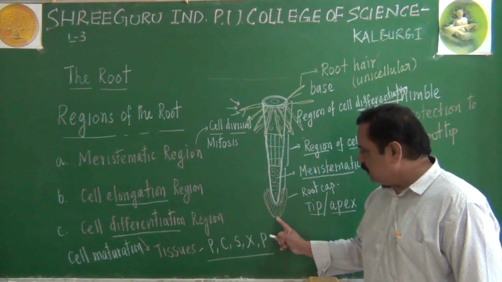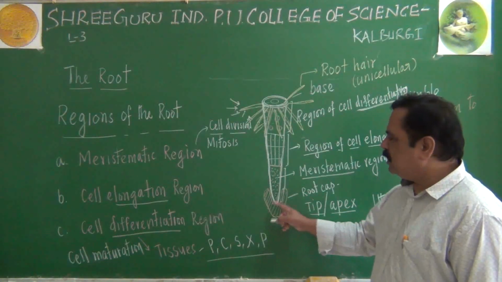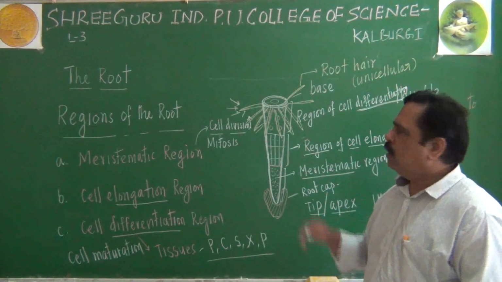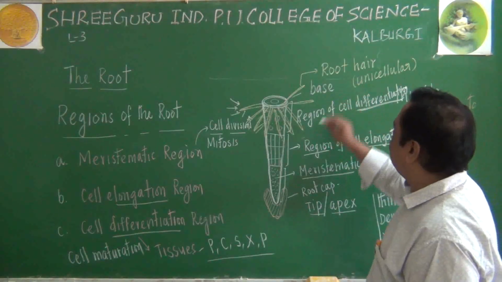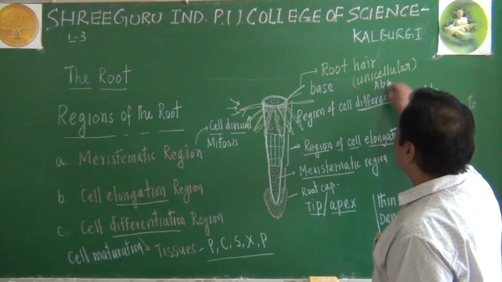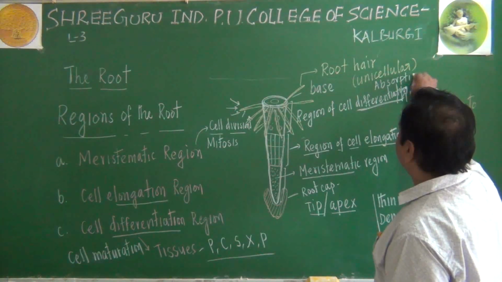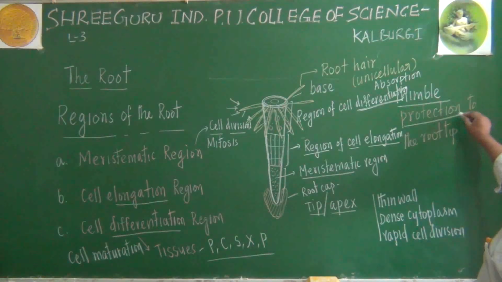There is a difference between root cap and root hair. Root cap is meant for protection. Root hair is meant for absorption. So what is the function of root hair? It is unicellular and meant for absorption mainly. Remember the thimble-like structure helpful for protection to the root tip.